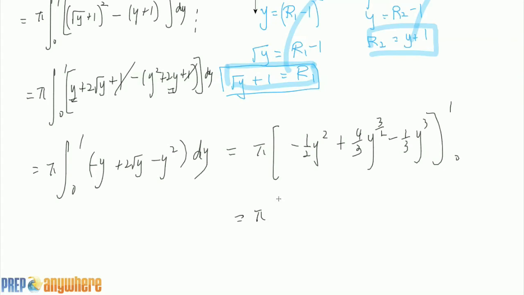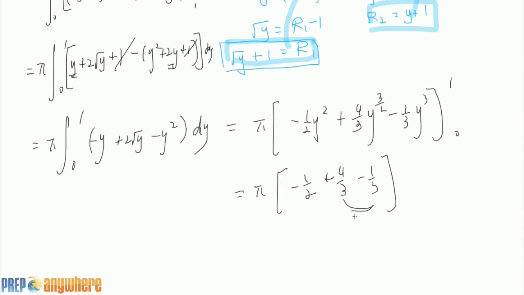Okay, so let's plug 1 in. You don't need to plug in 0, just 1. And we're going to get minus half plus 4 over 3 minus a third. These two will add up to 1. 1 minus half will give you exactly half. So it's pi over 2. Pi over 2 units cubed.